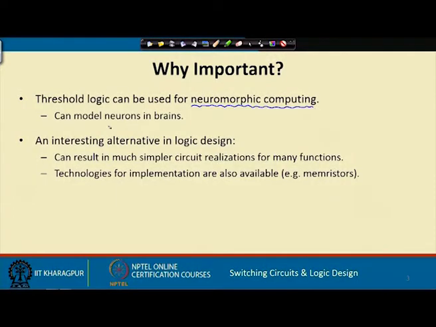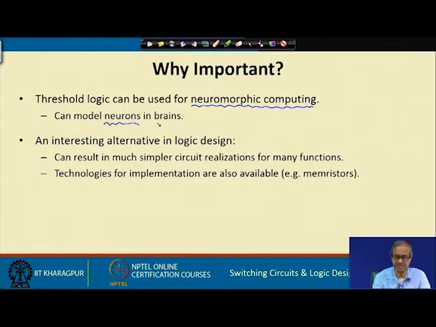So, if you have a way to build a threshold gate, then using threshold gates you can possibly model the brain also. This is called neuromorphic computing. So, you can model the neurons that are present in the brain. Even if you forget neuromorphic computing, even in conventional logic design, this can be considered an interesting alternative, because we shall see a few examples where you can get much simpler circuit realizations for many functions, not all functions of course.